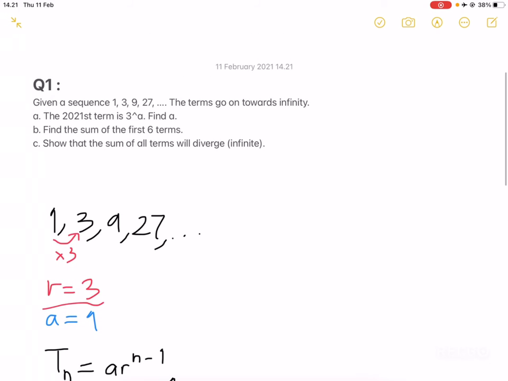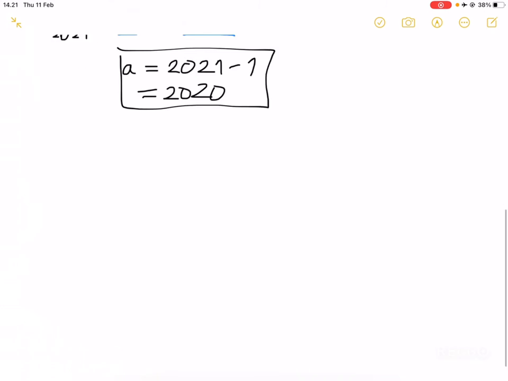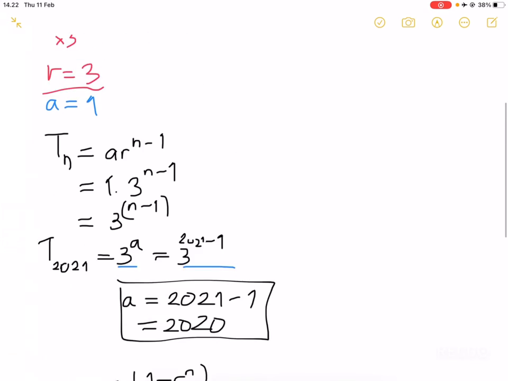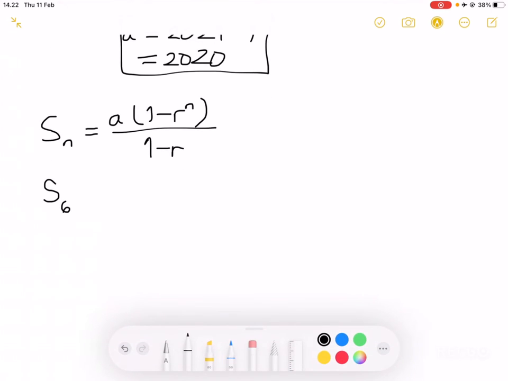Part B, we need to find the sum of the first 6 terms. And we can simply do that with our formula: S of n is equal to a times 1 minus r to the n over 1 minus r. For the sum of the first 6 terms, we substitute n equals 6, and we know r equals 3 and a equals 1. So 1 times 1 minus 3 to the 6 over 1 minus 3.